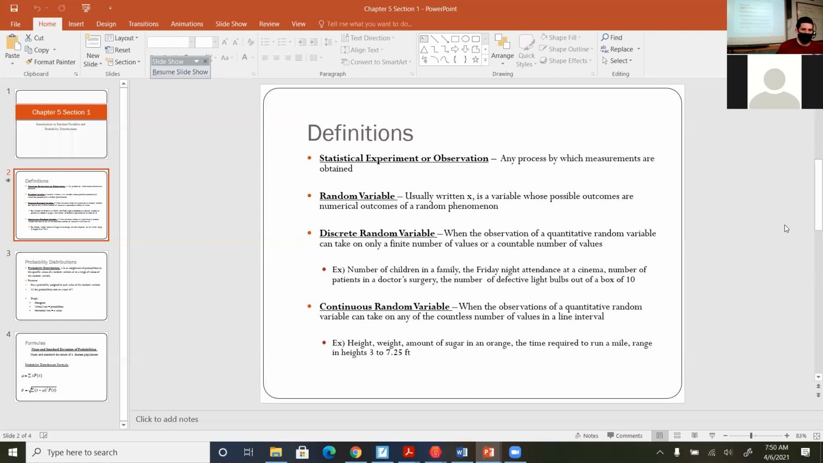Now, the two words that are going to be important, and we're going to use these words on the first two problems in the homework. The first is a discrete random variable. So if something is discrete, that means we can count it. So my definition is when the observation of a quantitative random variable can only take on a finite number of values or a countable number of values.